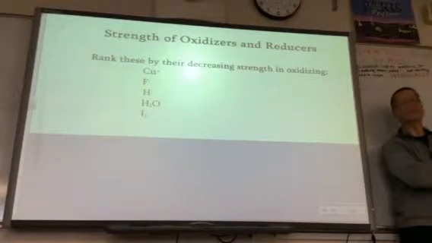Remember, you're looking for these things on the right side of that table. All the reactions, they have to be products of reduction. So you're looking for them in the products of the half reaction. Turn them around, change the sign.